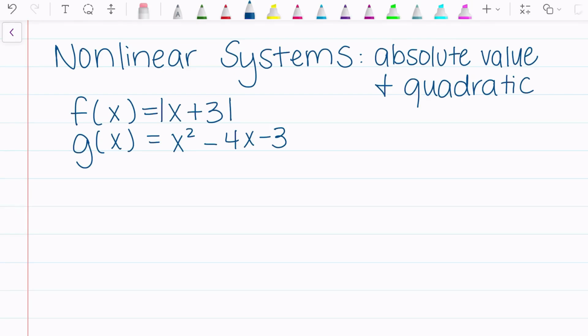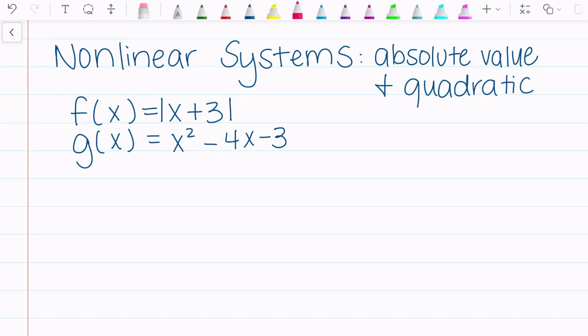In this video, I'm going to show you how to solve a nonlinear system of equations when one of those equations is an absolute value equation and the other is quadratic. So when we solve any system of equations, or two or more equations, we're looking for the points where they intersect, or the ordered pairs that they have in common.